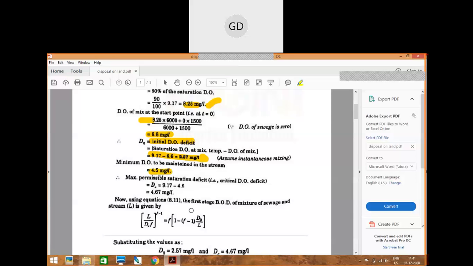Now you find out the maximum permissible saturation deficit. It is also known as your critical DO deficit, that is your DC. Why are we finding out all this? Because we have this equation. One equation is there, you see this equation.